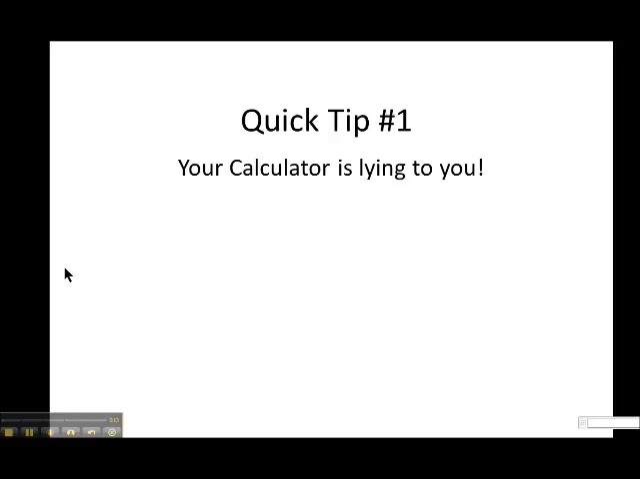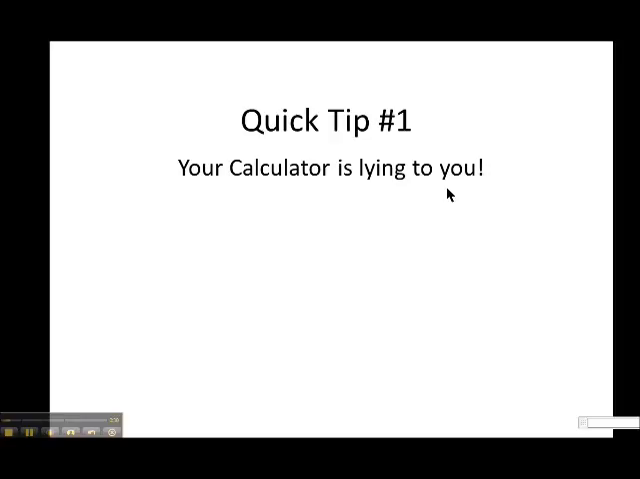And as you do that, you are starting to understand what is going to be my quick tip number 1: your calculator is lying to you. How could your calculator be lying to you? Well, it is, and I'm going to tell you how, and this is a very common mistake that students make.